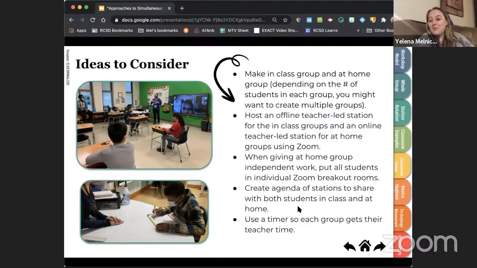And then another idea to consider is a timer. Timers are an amazing tool. Obviously, most of us have used them even in face-to-face instruction, but now, especially with simultaneous instruction and the transitions that need to happen from one part of the work to another, a timer would definitely be an amazing tool to continue to use.